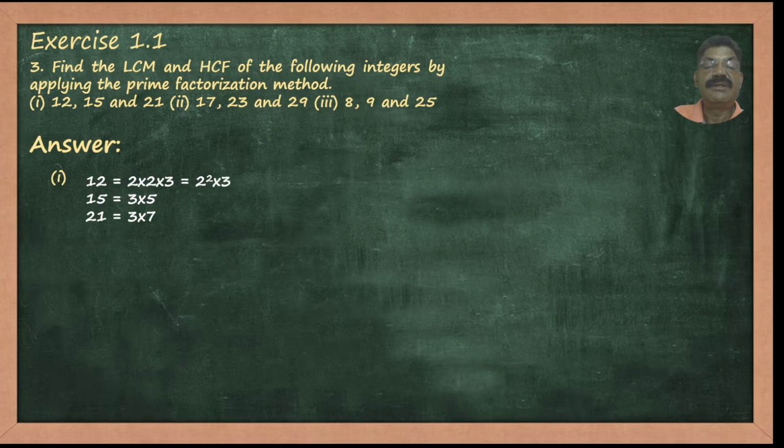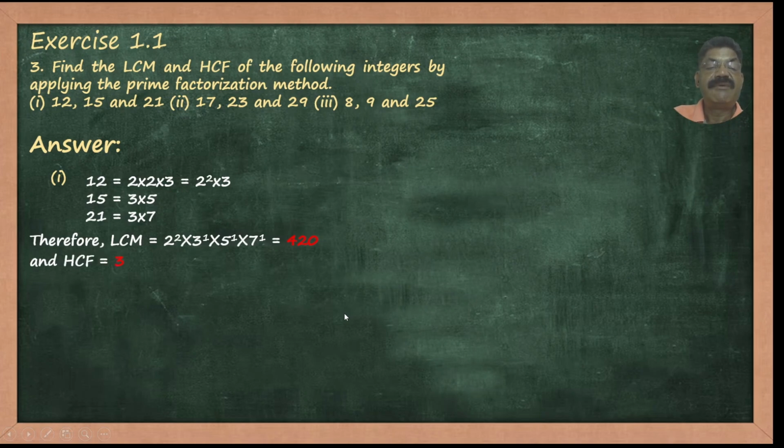12, 15 and 21. 12 can be written as 2 square into 3. 15 can be written as 3 into 5. 21 is nothing but 3 into 7. So, these are the prime factorization of these 3 numbers. You apply the rule to find the LCM and HCF. LCM. Each factor, you have to consider the highest power. 2 is present, highest power is 2. 3 is present, highest power is 1. 5 is present, highest power is 1. 7 is present, highest power is 1. So, 2 square into 3 into 5 into 7 is equal to 420. That is the least common multiple.